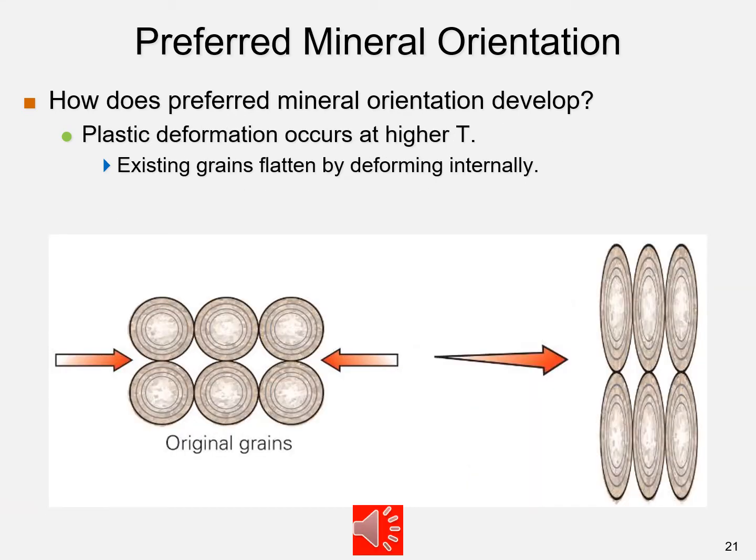At relatively high temperatures, weaker grains flatten by means of plastic deformation due to differential stress. The grains become more narrow in one direction and become longer in the other.